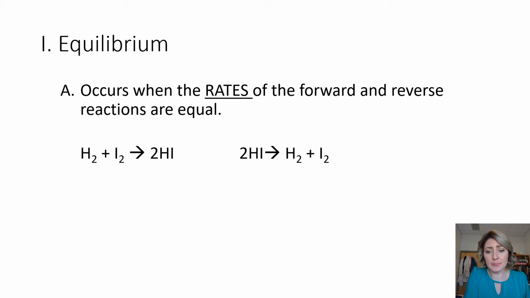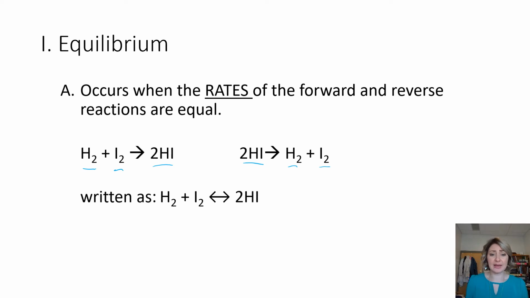We could say that hydrogen gas and iodine gas can form this product. Well, we know that this product also will break down into hydrogen gas and iodine gas. So not only are we using these two reactants to form products, but the product can also break down through the reverse reaction and reform the reactants. So instead of having to write two separate equations, we can use a double-headed arrow instead.